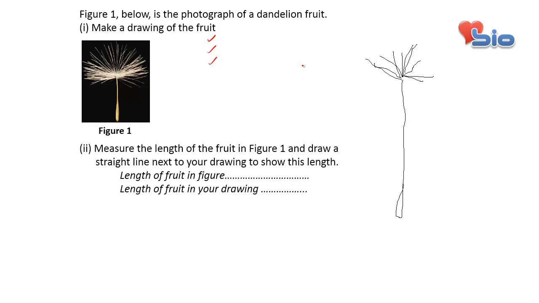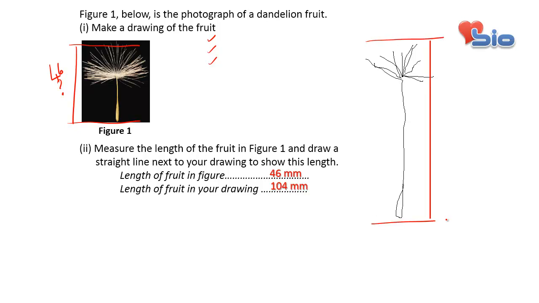This is what the question says. Measure the length of the fruit in figure 1 and draw a straight line next to your figure. Now, whether this is asked or not, you are supposed to draw that straight line. If you remember, I told you, mark this point, and you can show where you have measured, whatever this number. Length of fruit in the figure, in this case, is 46 mm. And the length of the fruit in the drawing is 104, because that is what we've done. You mark out this point and you mark out this point. Not enough only to draw the main line, also mark out from where to where you're taking the measurement. And you've got this bit being 104 mm. That's the length of the fruit in your drawing.